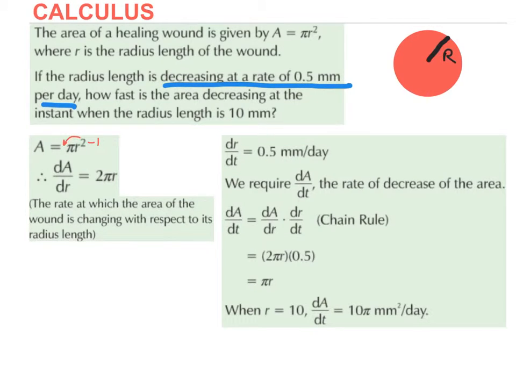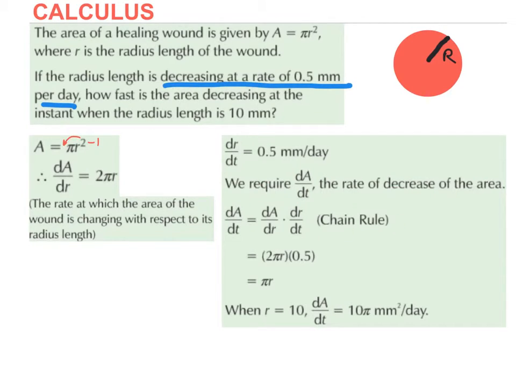Now we were not actually given what that was, we were just told it in the question. So the radius length is decreasing at a rate of 0.5 millimeters per day. We did not have to work that out. So what we want is dA/dt, the rate of decrease of the area. That's what we're trying to find. How fast is the area decreasing? We want to differentiate A with respect to t.